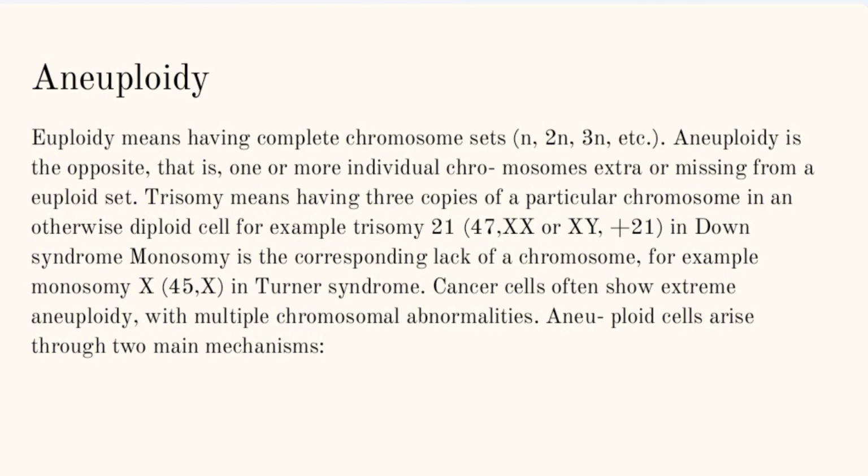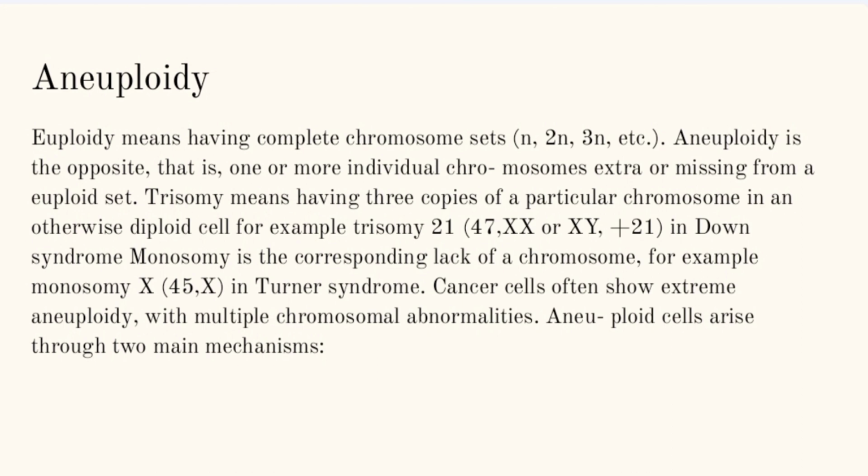Aneuploidy. Euploidy means having complete chromosome sets. Aneuploidy is the opposite, that is, one or more individual chromosomes extra or missing from a euploid set. Trisomy means having three copies of a particular chromosome in an otherwise diploid cell, for example, trisomy 21 in Down syndrome. Monosomy is the corresponding lack of a chromosome, for example, monosomy X in Turner syndrome. Cancer cells often show extreme aneuploidy with multiple chromosomal abnormalities.